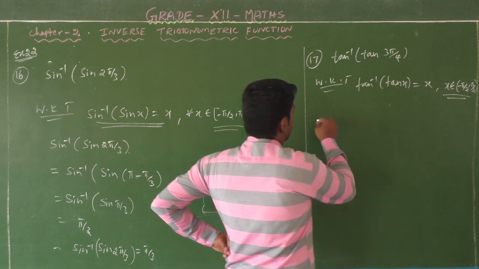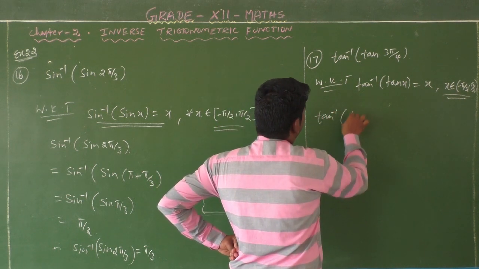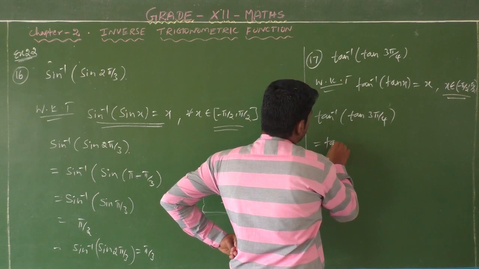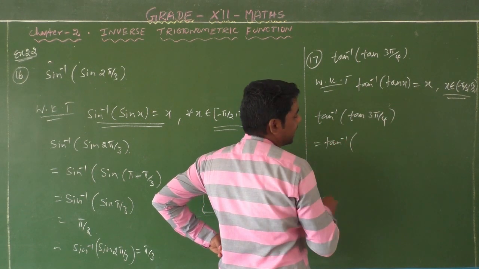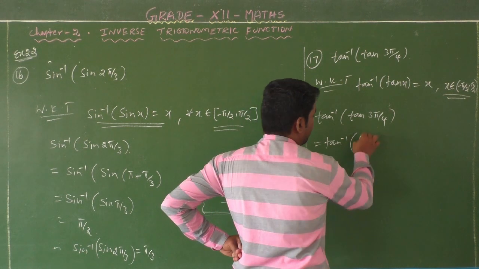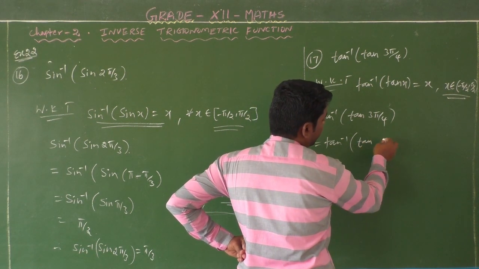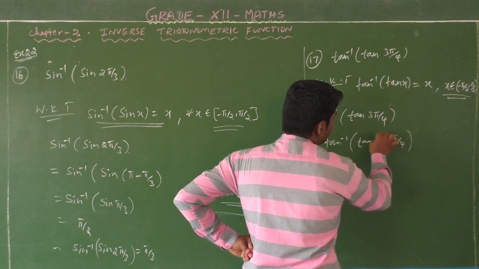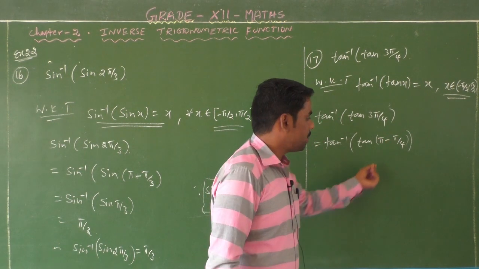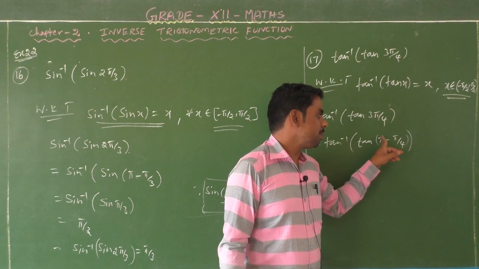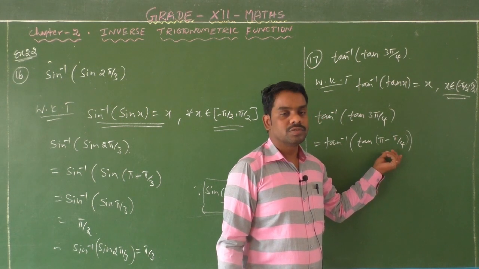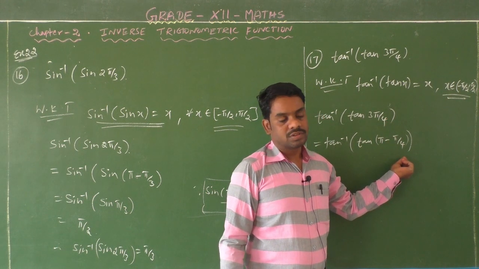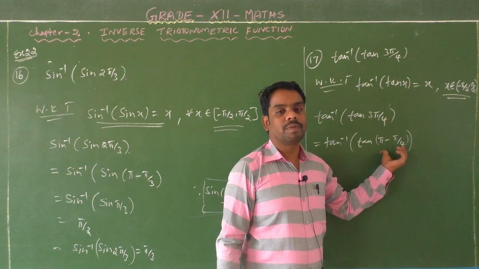So the given question, tan inverse of tan 3 pi by 4. Written in the form, 3 pi by 4 is pi minus pi by 4. Let's say pi minus pi by 4 is 4 pi minus pi, 3 pi, 3 pi by 4. So this value 3 pi by 4 is equal to pi minus pi by 4. So 3 pi by 4 is changed into the pi minus theta form.